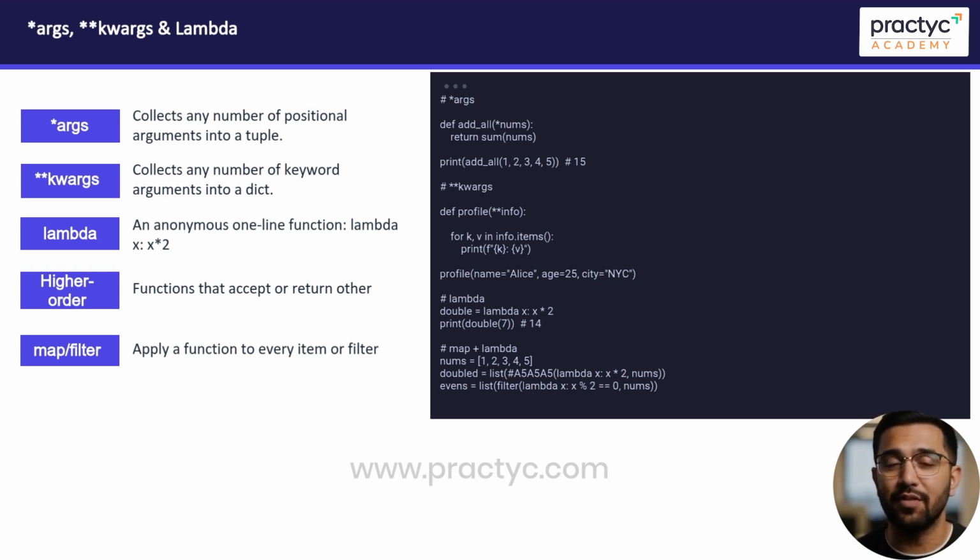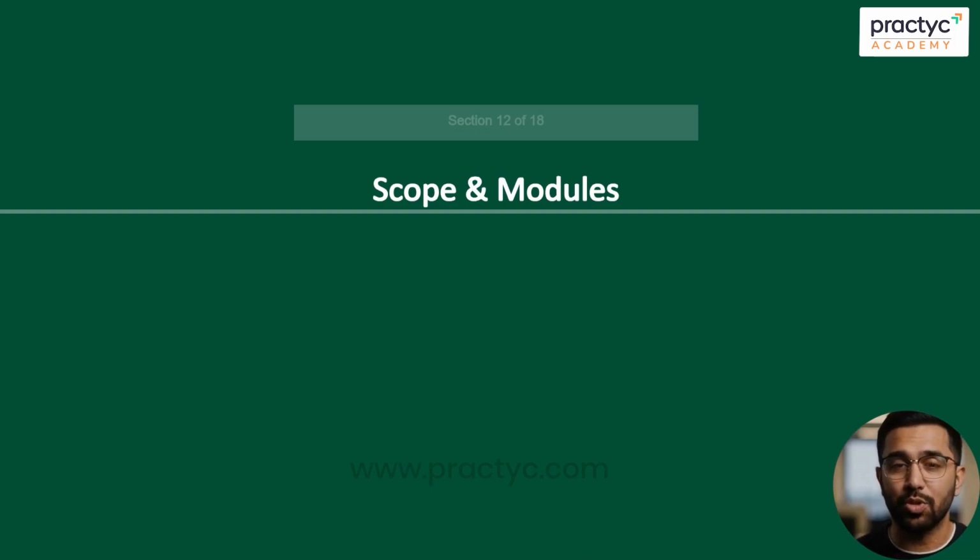For example, a function like add_all sums numbers, profile prints user information, and a lambda function can be used to double values.